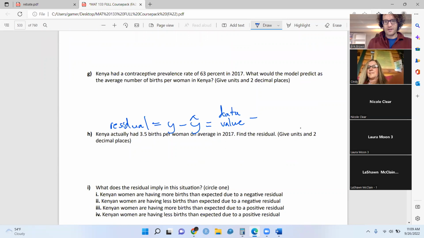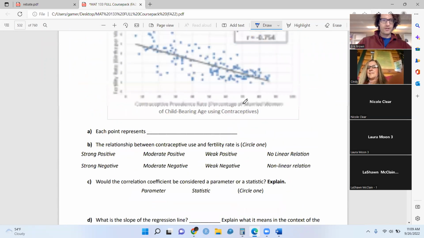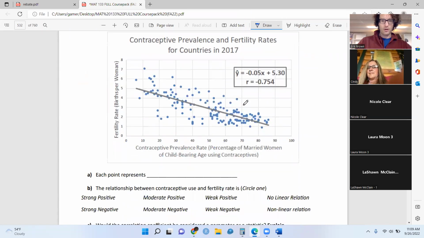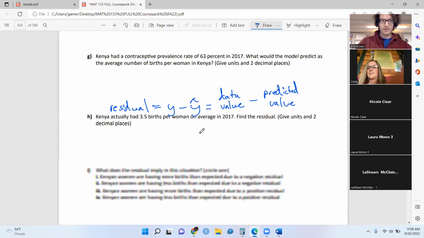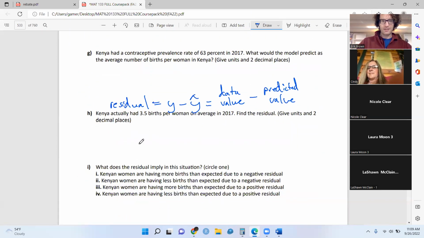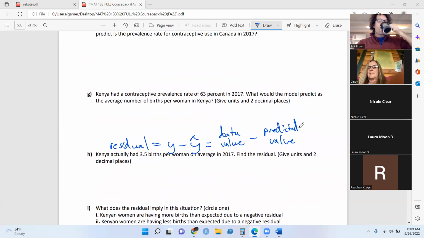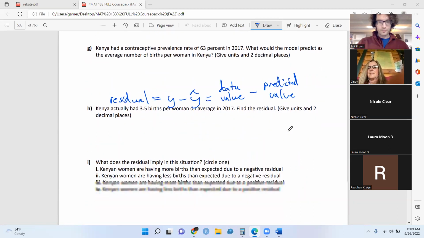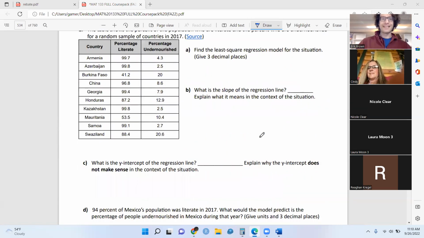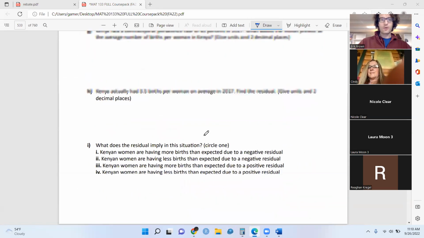So this is data value minus predicted value. On 4.2 number 4, I want to say we did this whole page except for these last 2, maybe these last 3. Yeah, we finished question G, but do we do the next page, page 534, too? Yes, let's do both. So we need to pick up here.